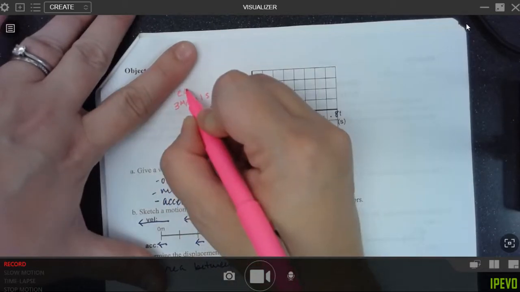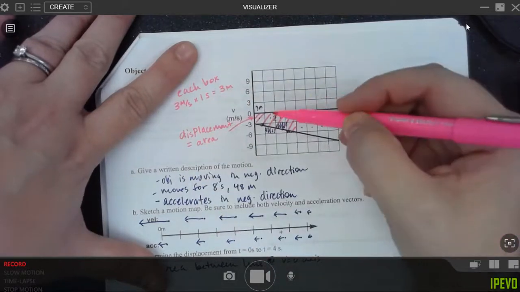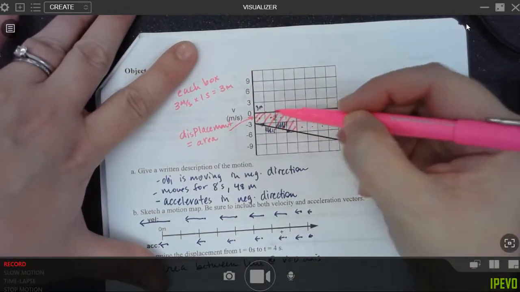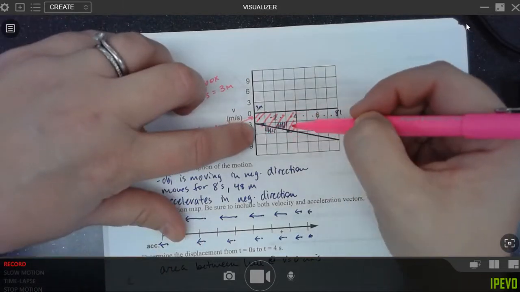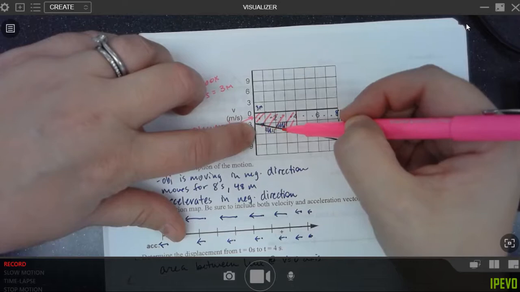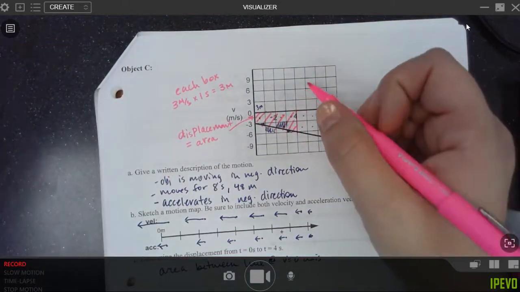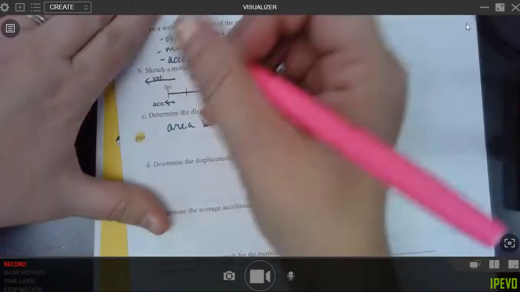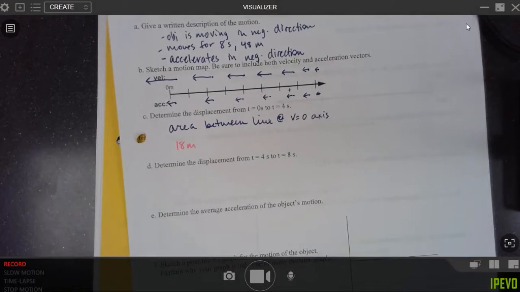So let's see, each box is 3 meters. If I count the number of boxes, I've got 1, 2, 3, 4. And then this one plus this one gives me 5. This plus this gives me 6. So this is a total of 18 meters. All right, so that's one way to do it. The other mathier way to do it would be to look at, and it should be, by the way, negative.